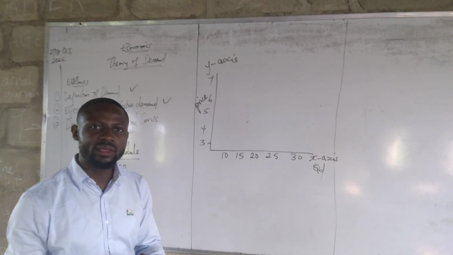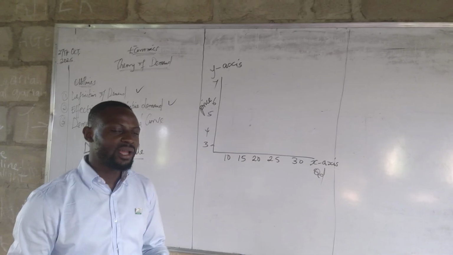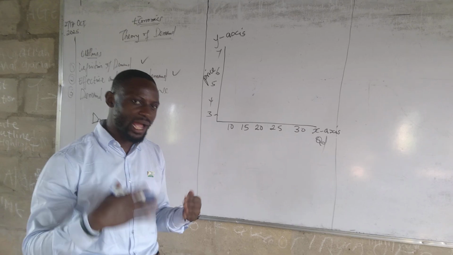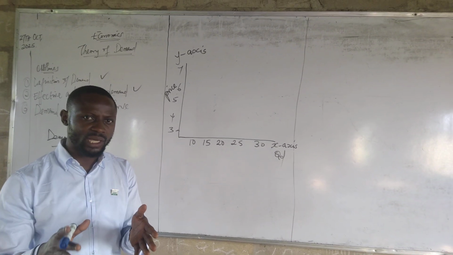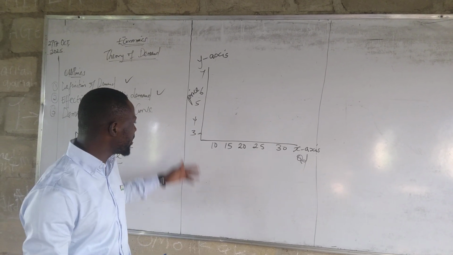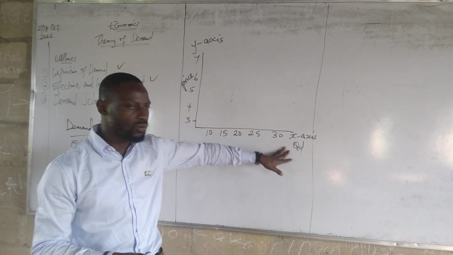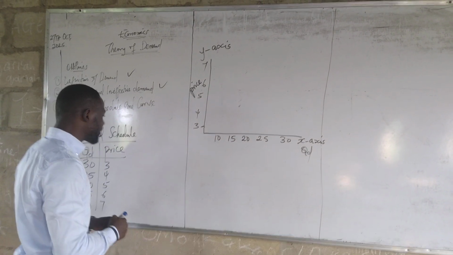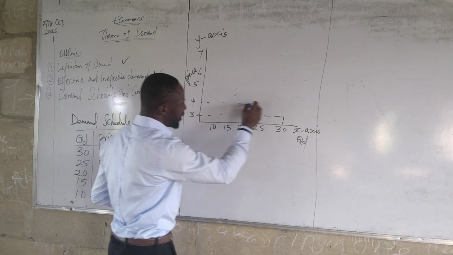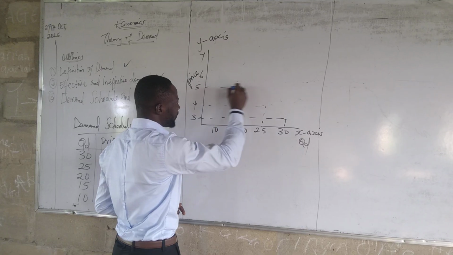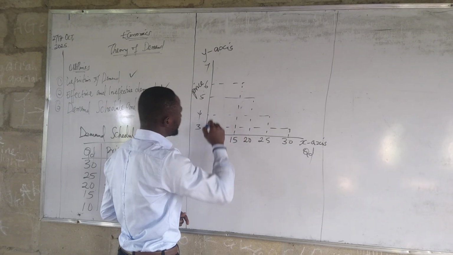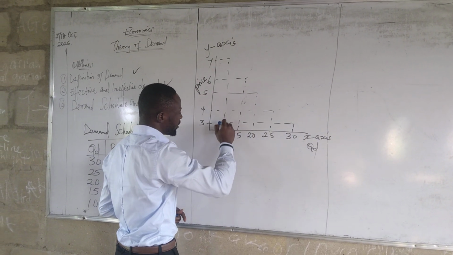Now, very importantly, when you're drawing your curve, you should make sure that you are starting from the smaller figure to the highest, not from the highest to the smaller, because a lot of students always make this mistake and you end up getting a wrong curve. Like what we have here, 3 to 7, 10 to 30. So when the price is 3 naira, what we demanded is 30. And when the price is 4 naira, what we demanded is 25. When it's 5 naira, what we demand is 20. When it's 6 naira, what we demand is 15. And when it's 7 naira, what we demand is 10.